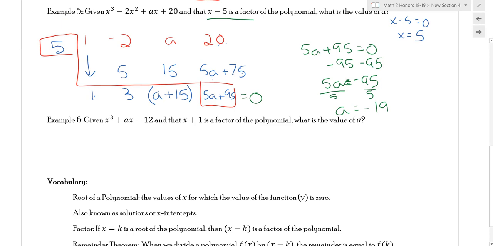Alright, let's do one more example like this and then we'll be done. Given x cubed plus ax minus 12, and that x plus 1 is a factor of the polynomial, what is the value of a? Okay. This is missing 0x squared, right? X squared goes between x cubed and ax. So I set up my synthetic division. I have 1, 0, a, negative 12.